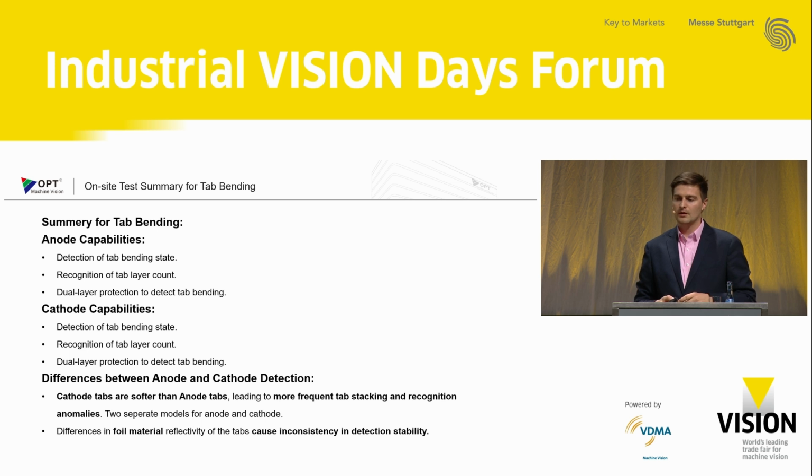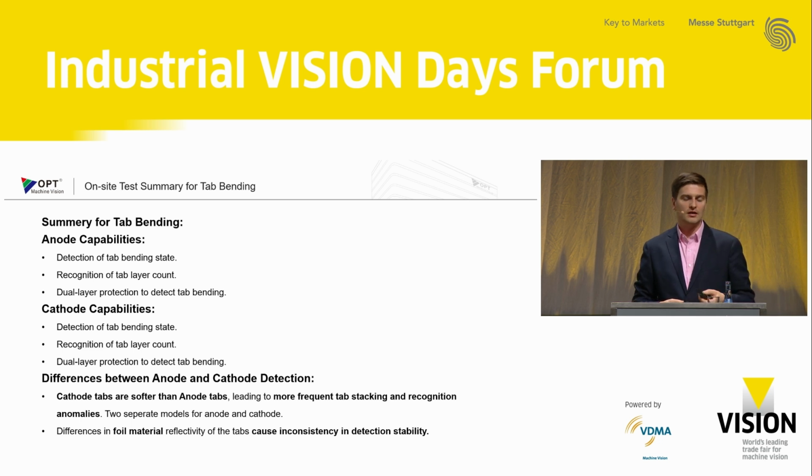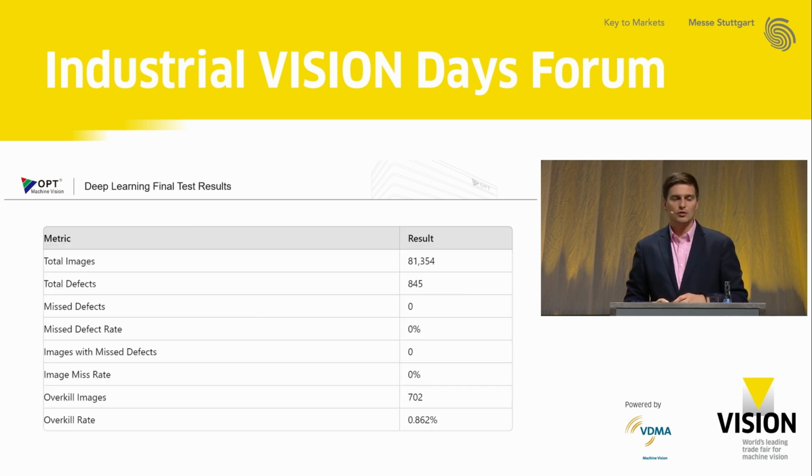But in all, we started the deployment. We retrained our model over time, and then after a total of 80,000 images, we could find new missed defects after retraining and retraining the model. The only thing to mention, and also what the customer wants to improve in the future, is the overkill images, what we saw some minutes before, because here we have an overkill rate of 0.8. This is something where we believe we can improve in the future.